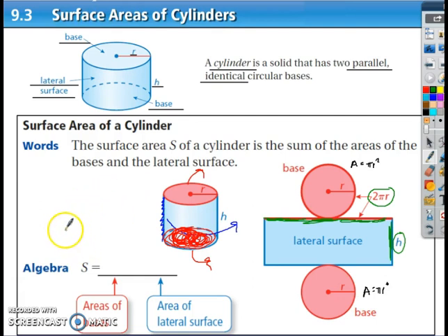So altogether, if you'd like to use a formula to find the surface area, our formula would be 2 pi r squared, this is for our two circles, plus 2 pi r times h, or length times width of your rectangle. We have two circles plus the area of the rectangle. Adding those together will give you the surface area of your cylinder.